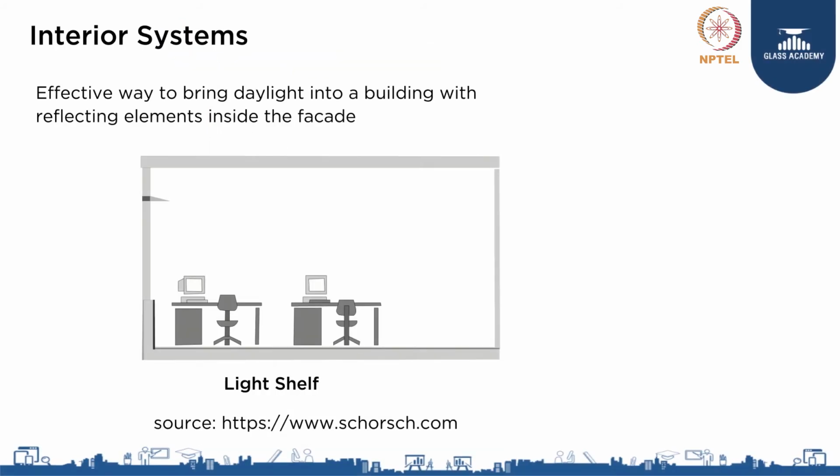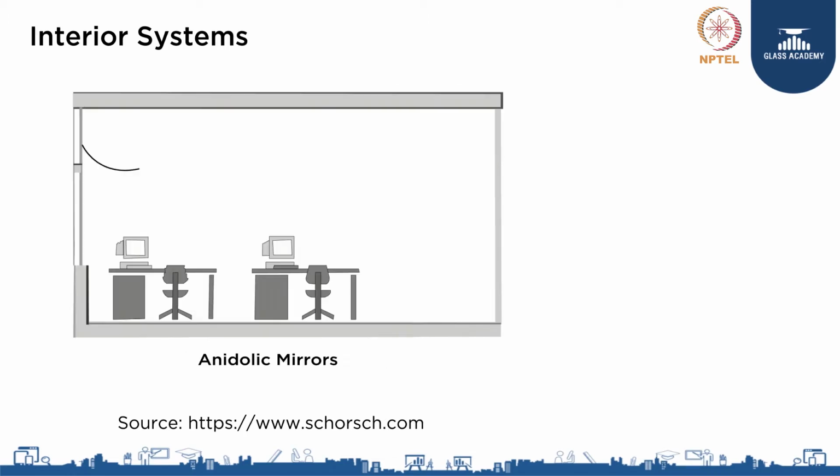The other mechanism is interior systems. Just like we discussed, we can have a light shelf which can redirect the light towards the ceiling. The light shelf need not be a horizontal piece, it can also be a curved one, and again, why do we want to have it curved? Because the solar altitude changes with the season.